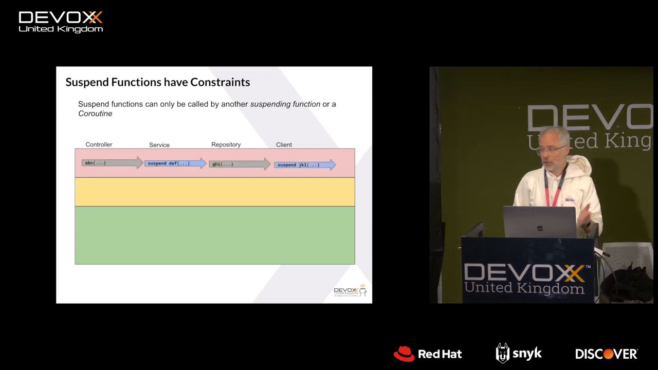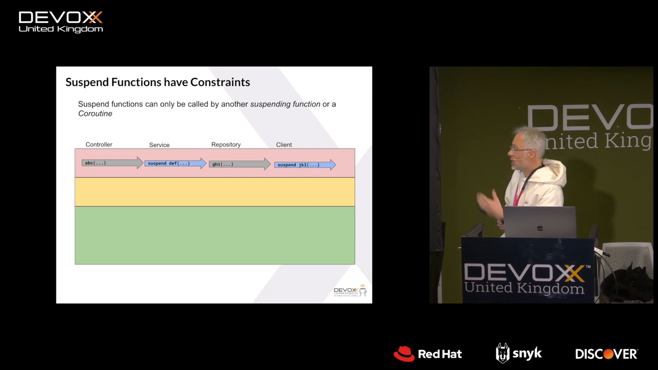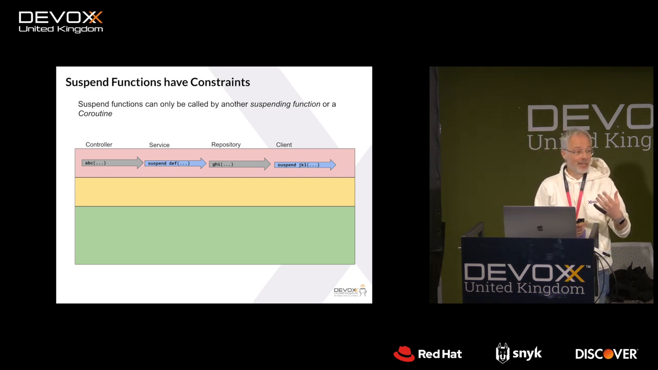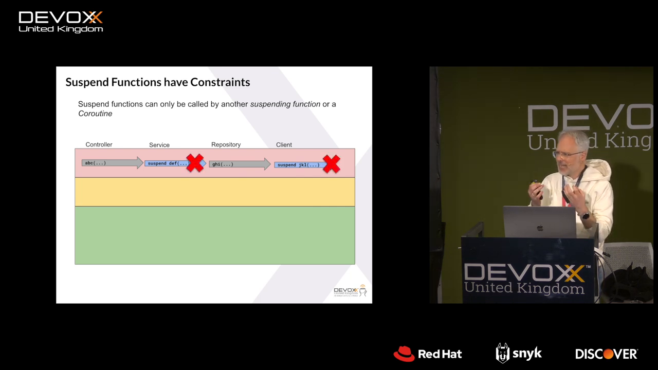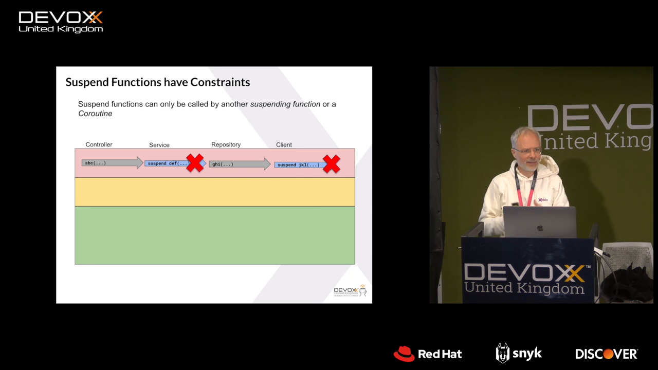So when I have a call chain like this, service, controller, repository, client, I couldn't call from a normal method in my controller a suspend method, which would be a service method. That's not possible. You get a compilation error. Because apparently, we need some context to make this whole thing work. And we'll see in a minute what this exactly is.